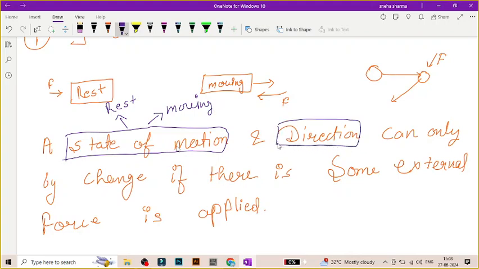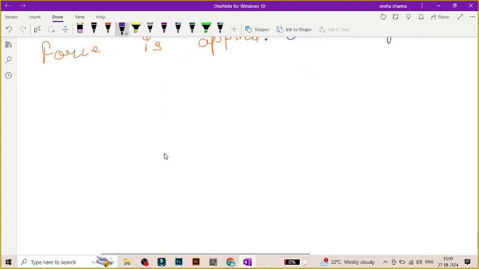So state of motion and direction can only be changed if some external force is applied on the object. Okay, so this is your first law. We will discuss the example of the first law later. First we discuss all the laws.